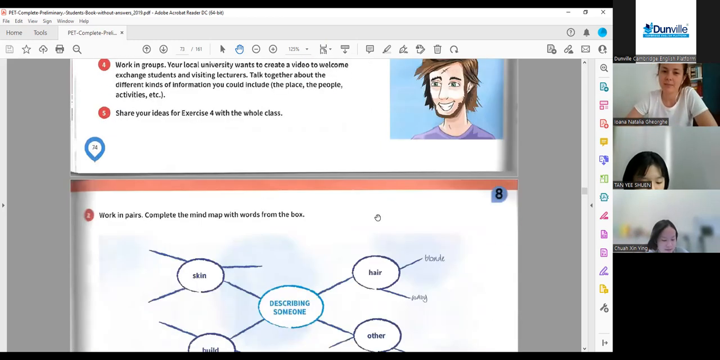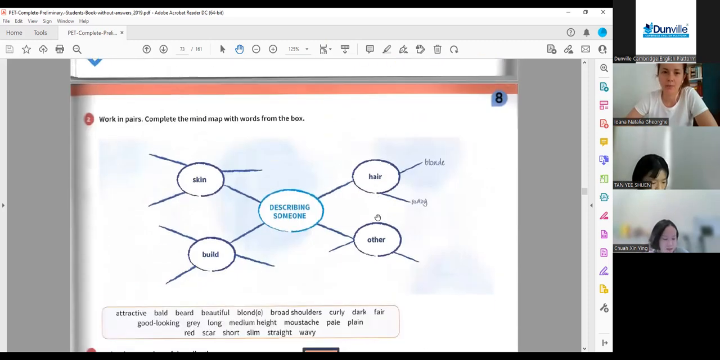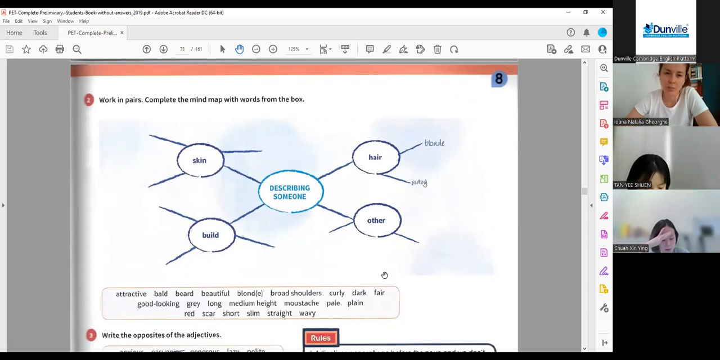Well done, girls. Okay, now we're going to have a look at page 74, describing people. You have here a spider diagram, a spidergram, with skin, build, hair, and other. And you have a bunch of words in the box underneath that you need to put next to the correct section. So I want you to spend a few minutes here in your books, filling in all the words in the right place to describe the different kinds of features. Okay, I'll give you 3 minutes for this.